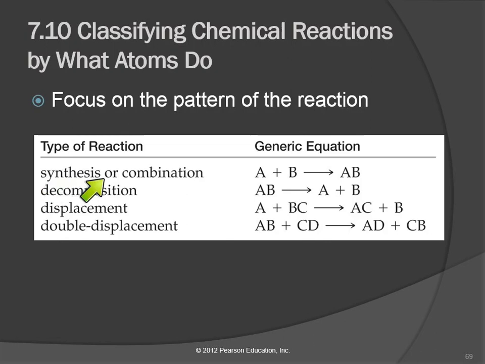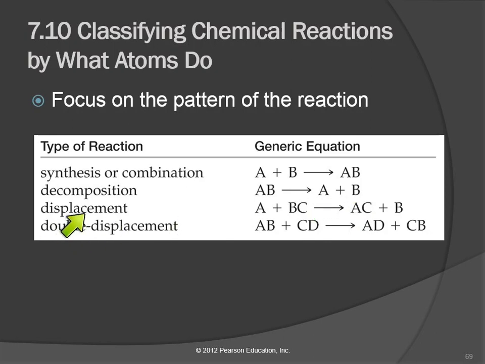This is a synthesis or combination reaction. And the identifying feature of this is you have two or more reactants combining to form one thing. It's a combination. You've got multiple reactants combining into one product. Combination reaction. Decomposition. That's the opposite. It's not combining, it's decombining. It's taking apart. And so for this one, we have one reactant decomposing, coming apart into more than one product.